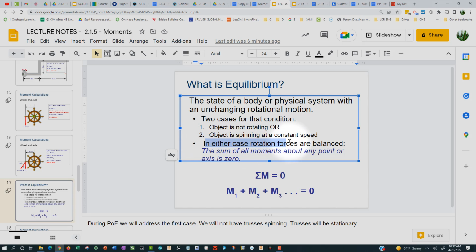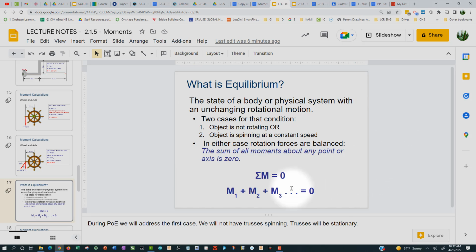So in either case, all rotational forces are balanced. The sum of all the moments about any point, any particular axis that you can choose, it's up to you where to choose that axis, is zero. So we have the sum of M is equal to zero. So we add all these M's up and they must equal zero. And of course, many of them are negative. Many of them are positive. So the negatives and positives cancel out if we want to have equilibrium. So we have to have moments tending to make it go clockwise and counterclockwise, and balance those out is what we're going to spend our time doing.